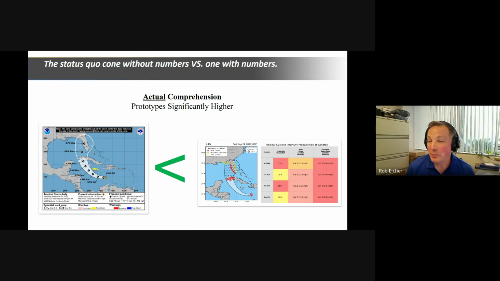Those that saw the prototype graphics were significantly more likely to answer those questions correctly, which makes sense because the only intensity information in the forecast track cone is those little H and M symbols there. So they were better. The participants actually understood the information in the table, correctly interpreted it, and got more information out of it, and were more likely to answer the questions correctly with the prototype. So that was encouraging. Next slide, please.